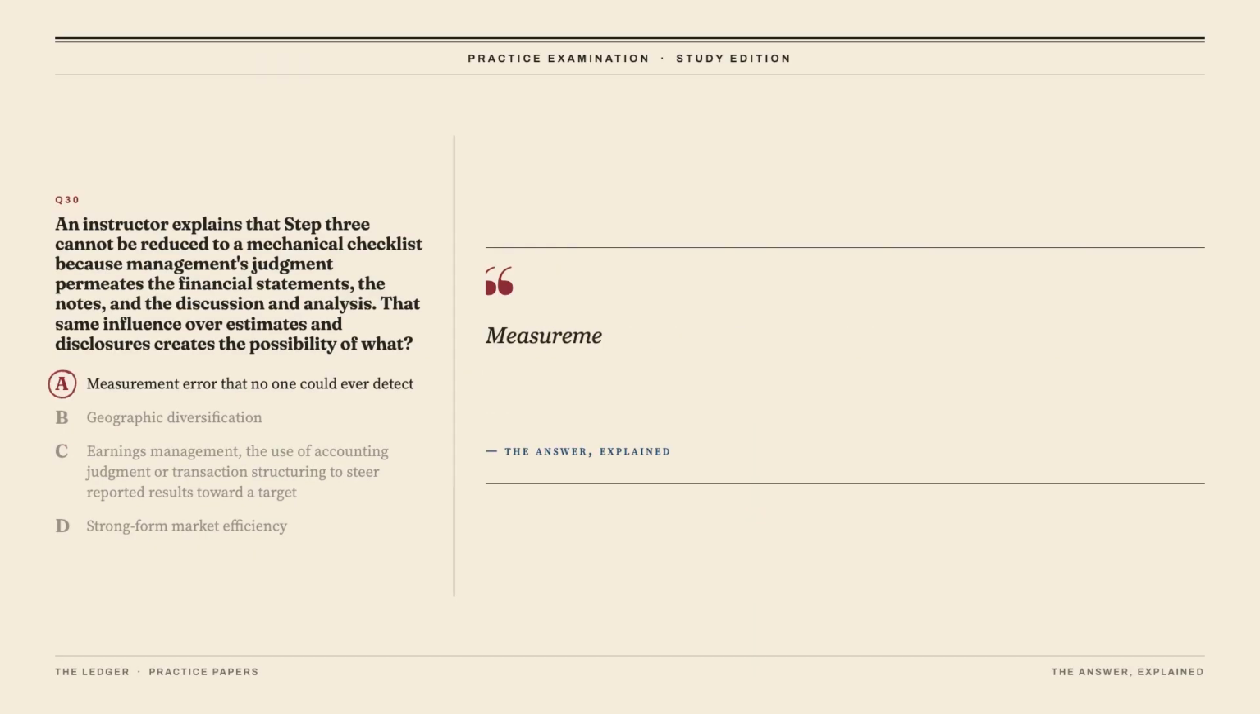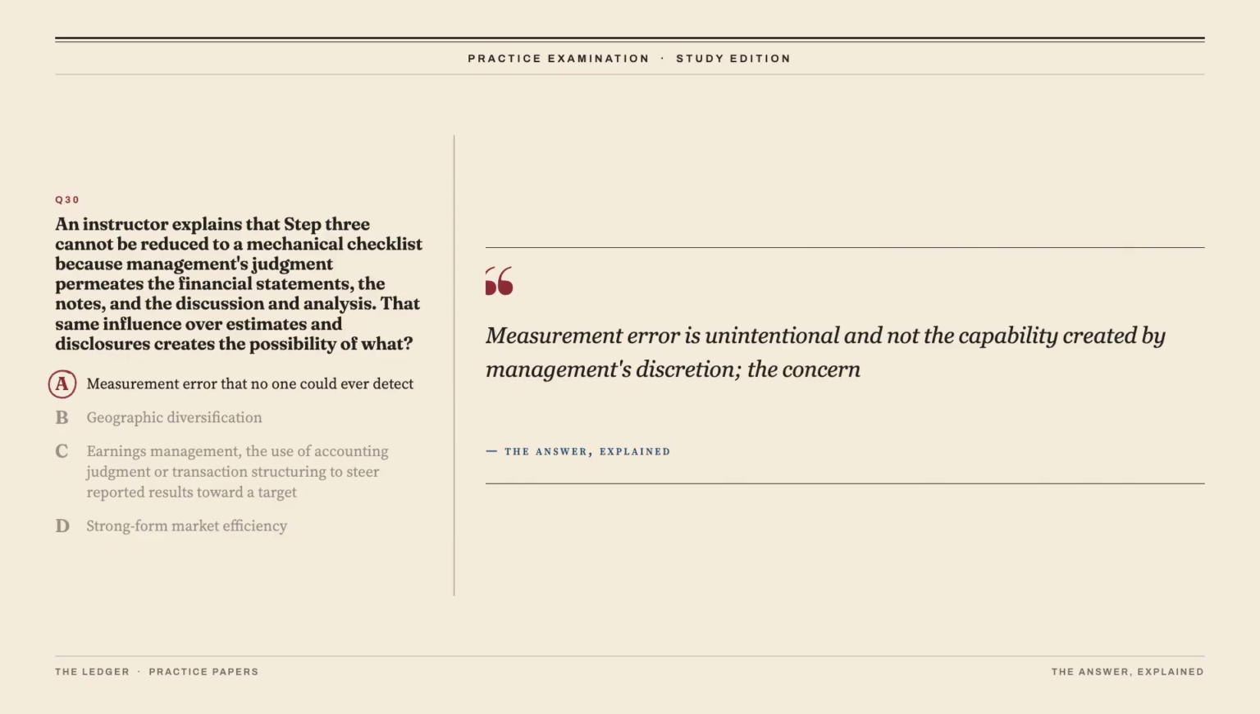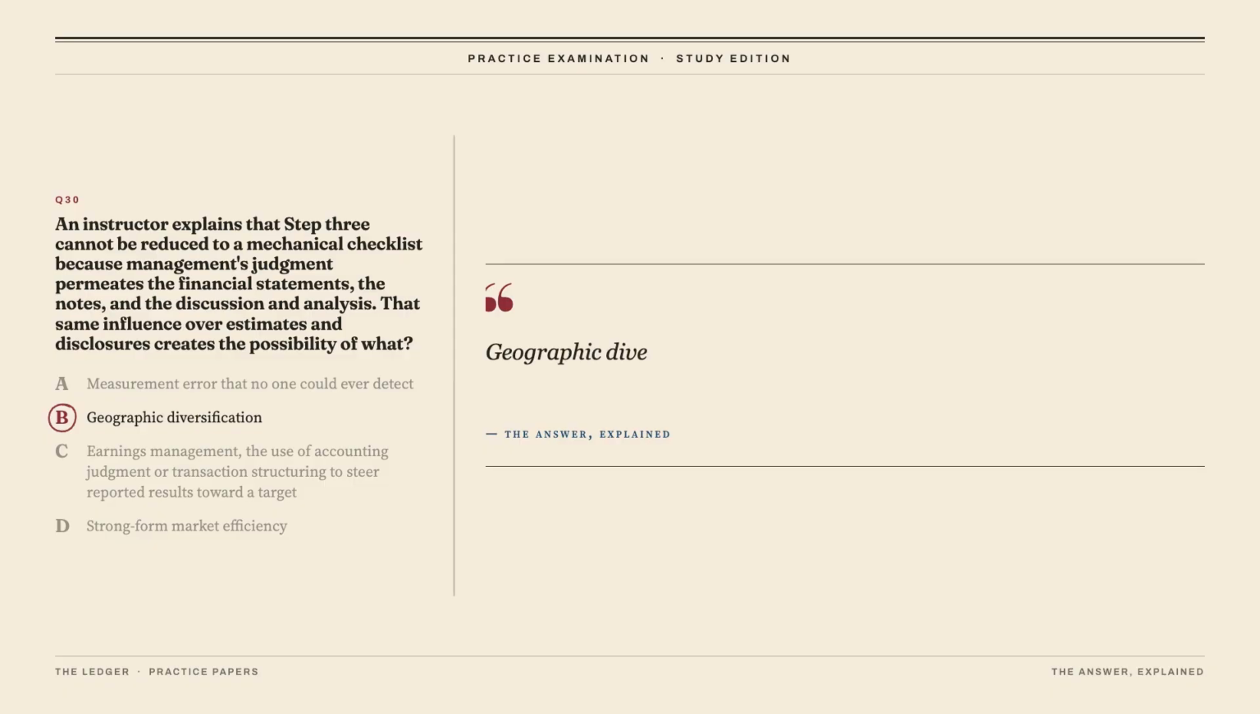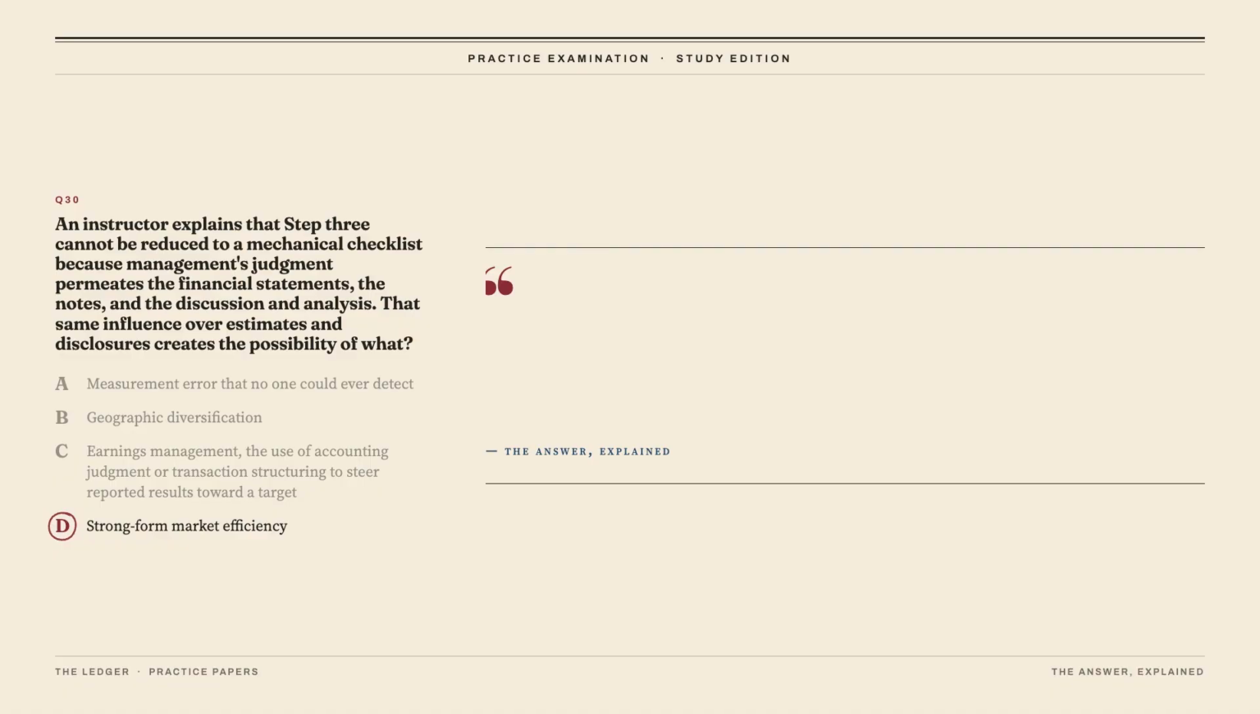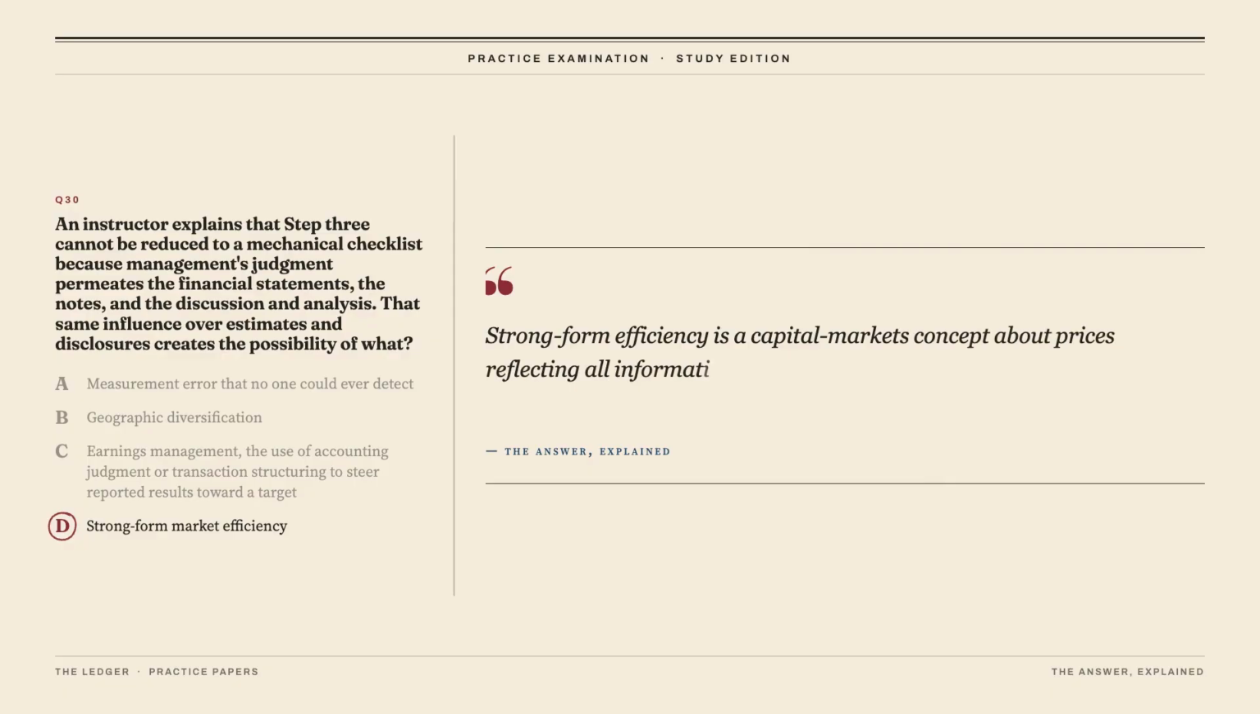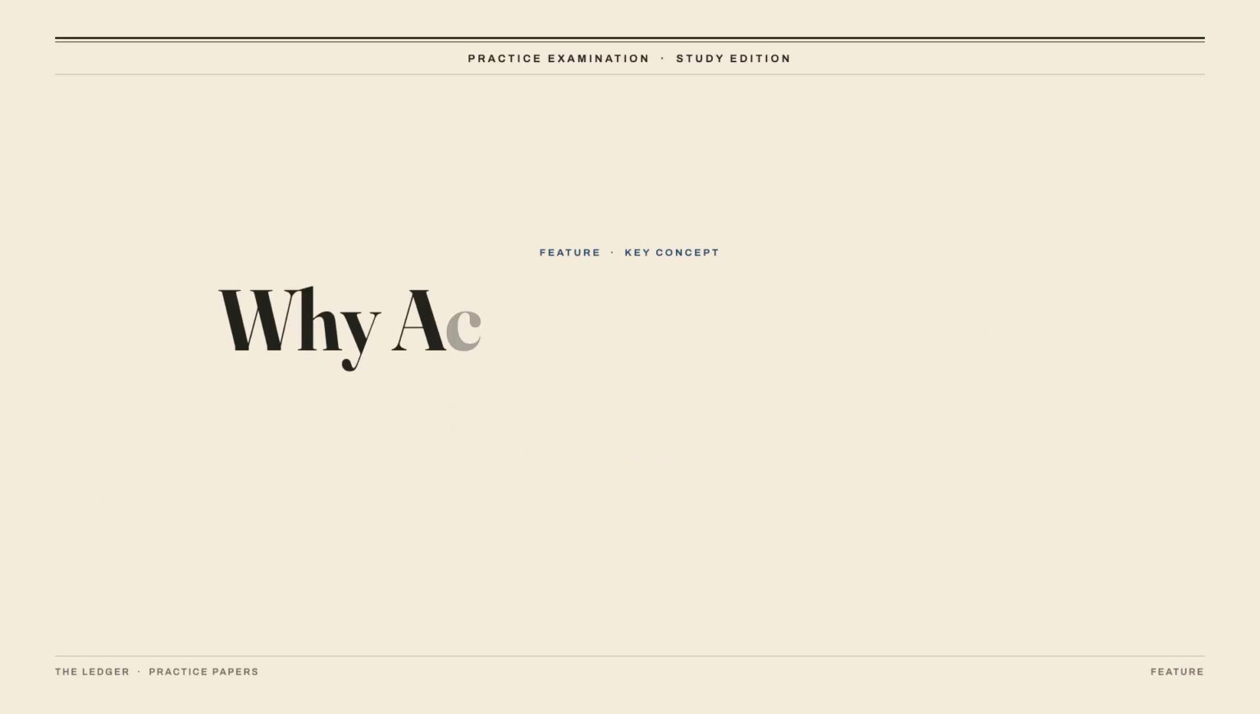A is wrong, because measurement error is unintentional and not the capability created by management's discretion. The concern raised here is deliberate influence, not undetectable honest error. B is wrong because geographic diversification is a strategy dimension unrelated to management's influence over reported results. D is wrong because strong form efficiency is a capital markets concept about prices reflecting all information, not a consequence of management's discretion over its own reporting.